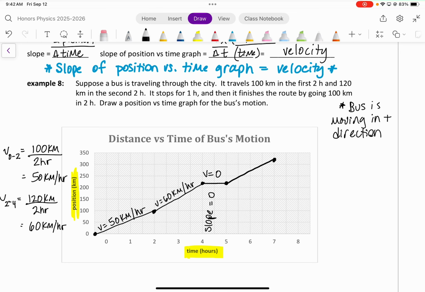And then what about my velocity between 5 and 7 hours? So that's going to be my change in position, which is it travels 100 kilometers in 2 hours. So it's going to be 50 kilometers per hour.